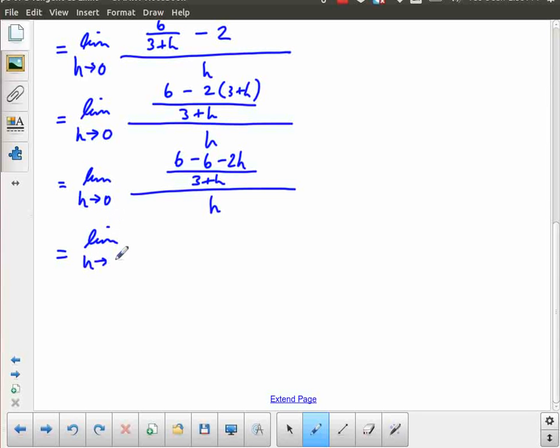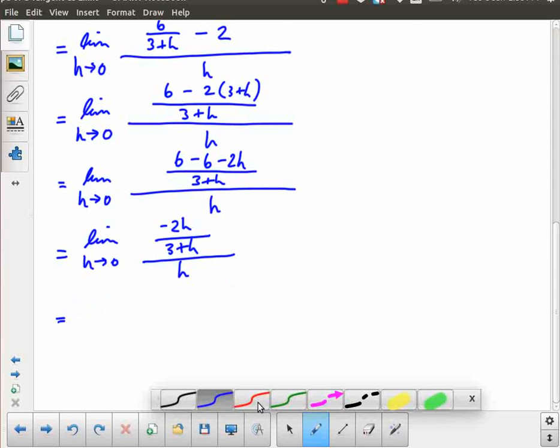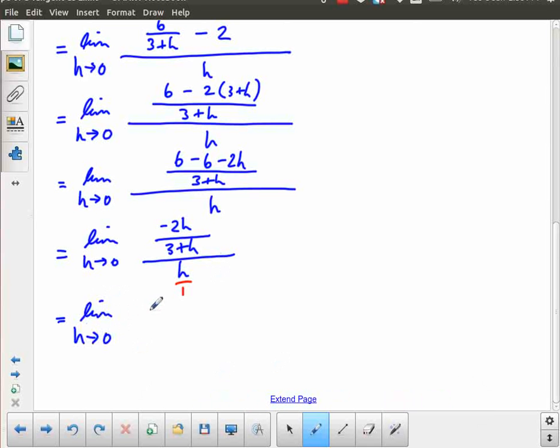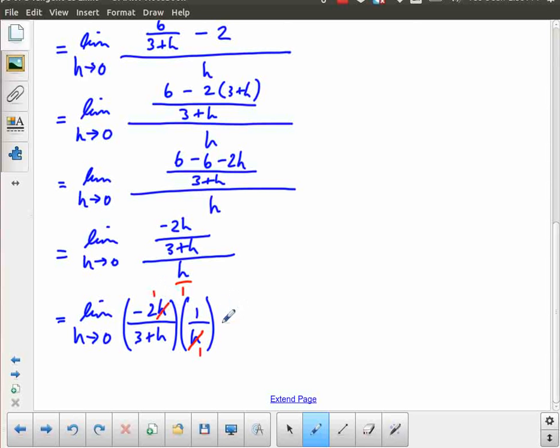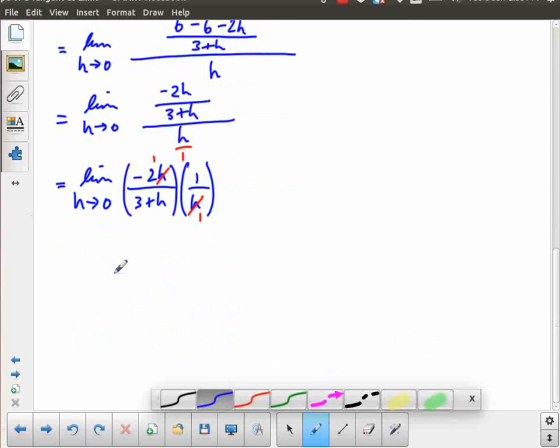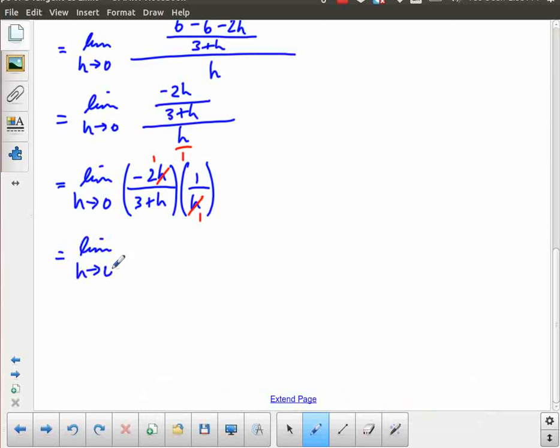The limit as h approaches 0, 6 minus 6 is 0, leaving me a negative 2h over 3 plus h, all divided by h. I still have division by h here, but I'm dividing by a fraction. I have a fraction over another fraction, so I'm actually going to turn that into a multiplication of two fractions. Negative 2h, all divided by 3 plus h, multiplied by the reciprocal of that fraction, which is 1 over h. But now h goes into h once, and I end up with the limit as h approaches 0 of negative 2 times 1, which is simply negative 2, over 3 plus h, all multiplied by 1, which is just 3 plus h.